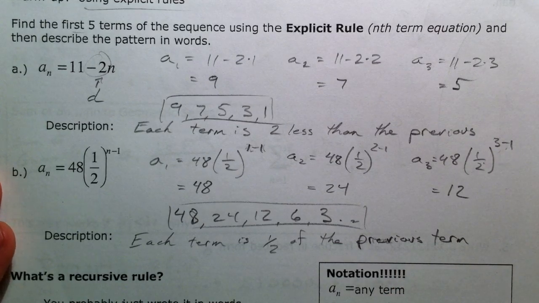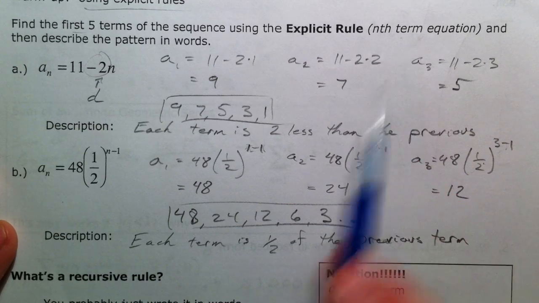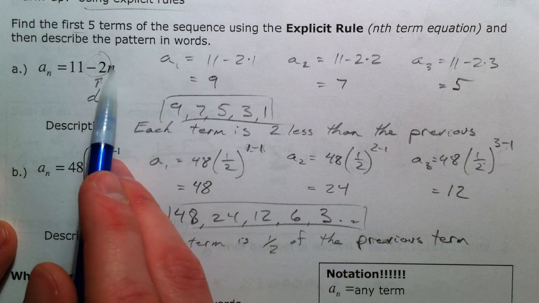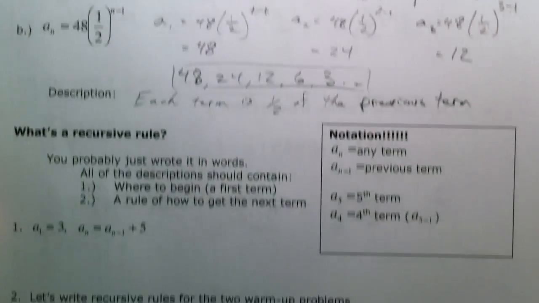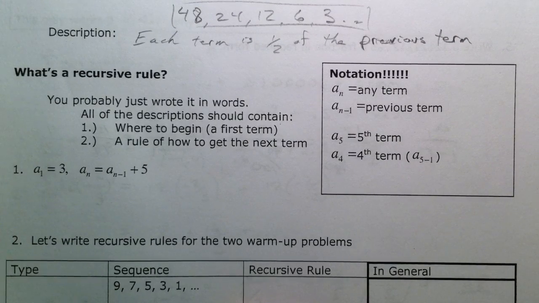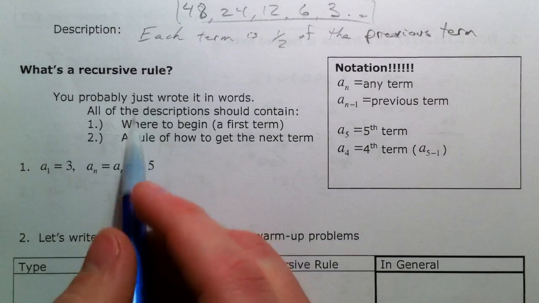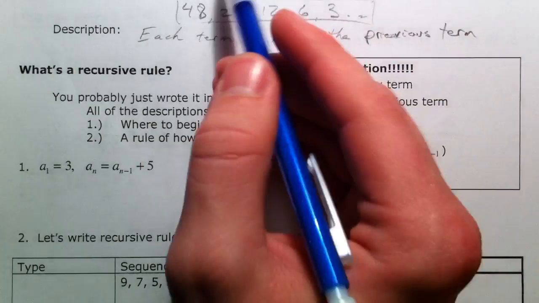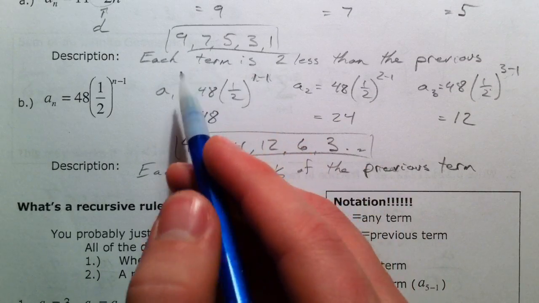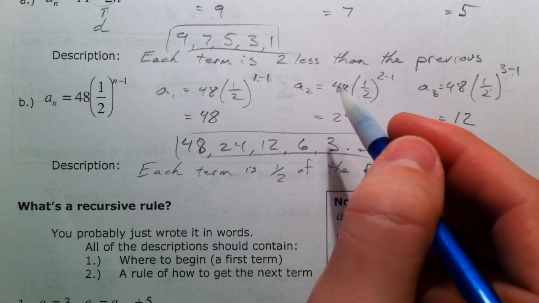So, these were all explicit rules, meaning that they've been nth term equations, as we've called them as well, meaning that you can plug in 1, 2, 3, 4, 5 to get the first, second, third, fourth, fifth term. So now we're going to talk about a recursive rule. With the recursive rule, our description up here is exactly what the recursive rule is going to require. We described 9, 7, 5, 3, 1 as each term is 2 less than the previous. However, that doesn't tell you where it starts.